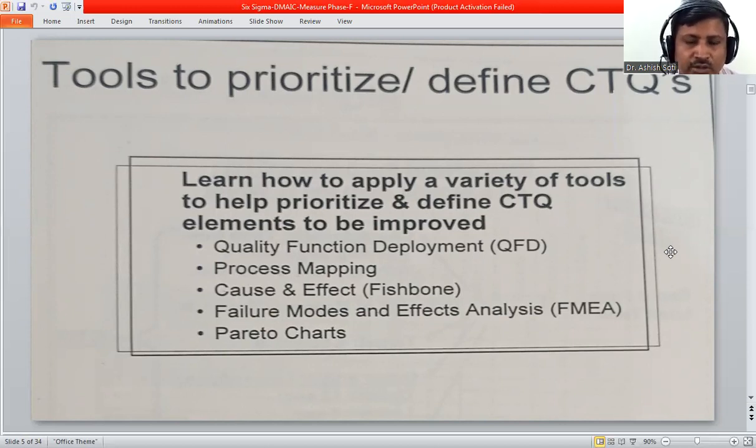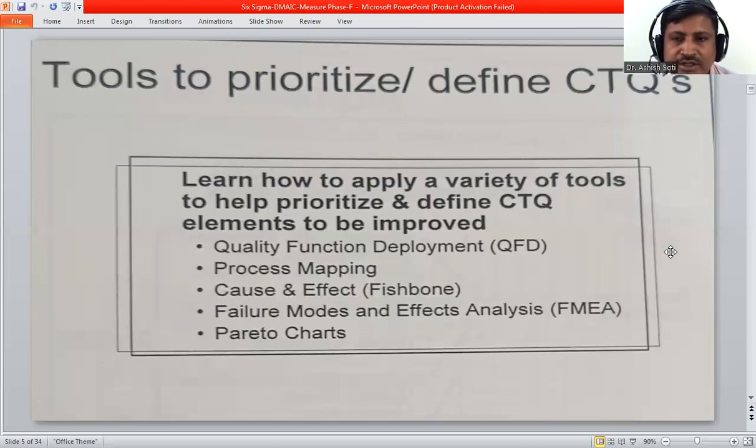We cannot attack all the CTQs, because for every CTQ, if you do a Six Sigma project, it is going to cost you something. It is going to cost you money, it is going to cost you time, it is going to cost you labor or your manpower. So we can select which particular CTQ is important from the purpose of profit maximization or reduction of the losses. So these are the major tools we use.